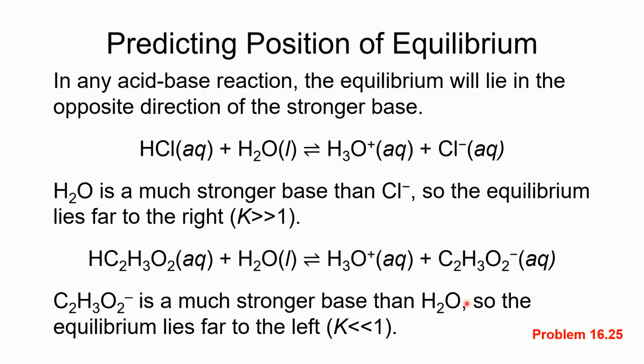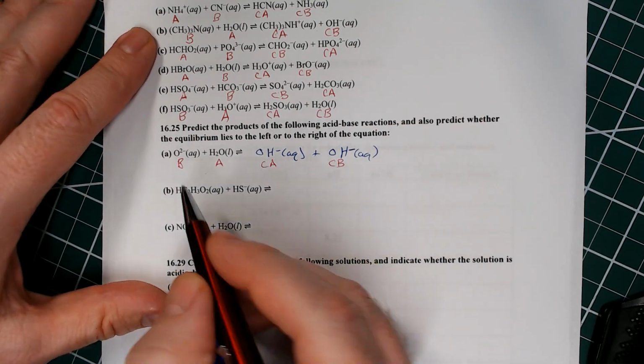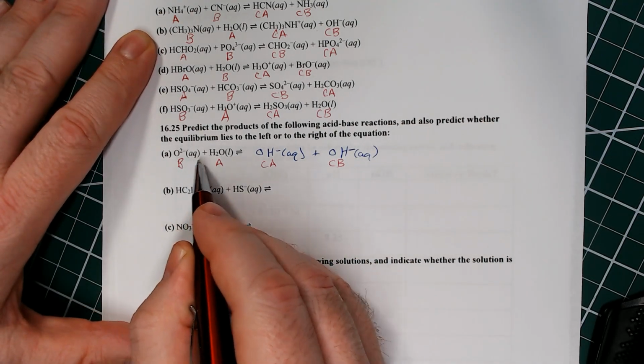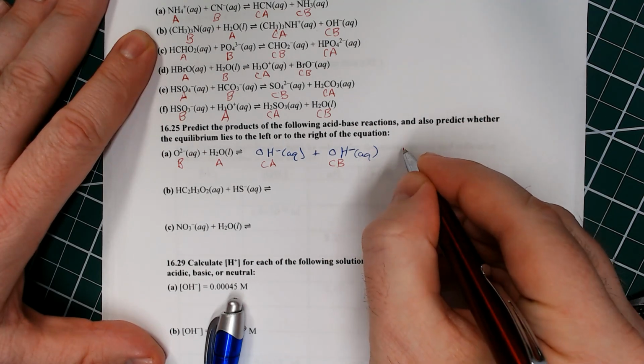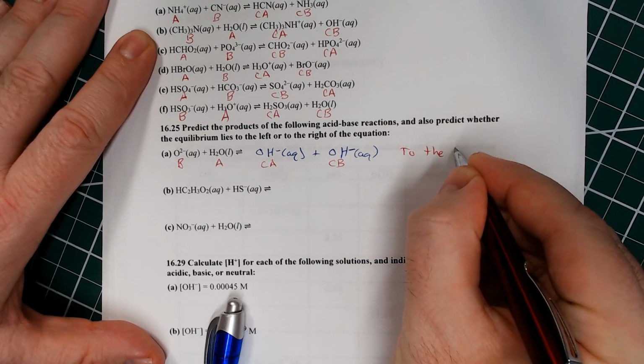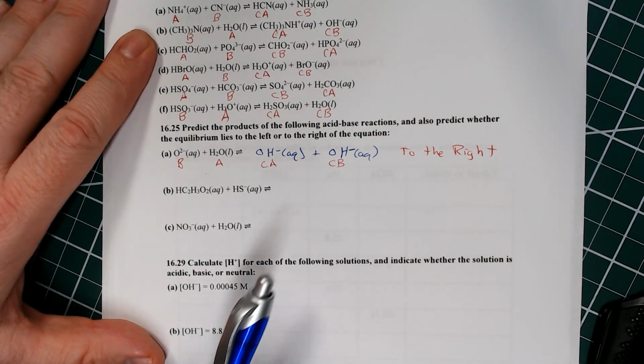So we're going to go back to that list. All right, so here is the list, and O2 minus versus hydroxide. You'll see O2 minus is further down than hydroxide, so O2 minus is the stronger base. Since O2 minus is the stronger base, that means the equilibrium for this reaction will lie to the right.